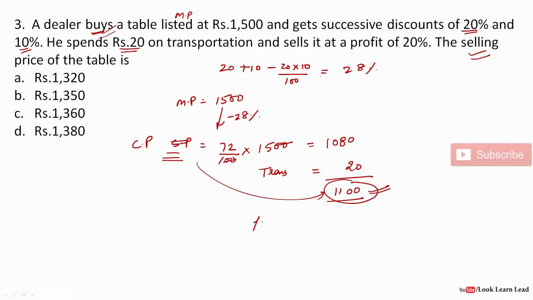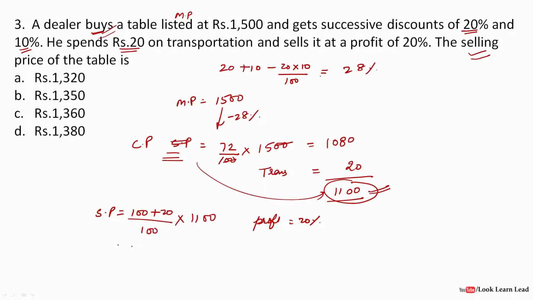So now we have the profit as 20% and we have the cost price. We can easily find the selling price. Selling price is equal to 100 plus profit percentage upon 100 into cost price. So we can easily solve. It is 120 upon 100 into 1100. It is cancelled out. 120 into 11 is 1320 is the answer. So it is there in the option. 1320 is the answer. Next.